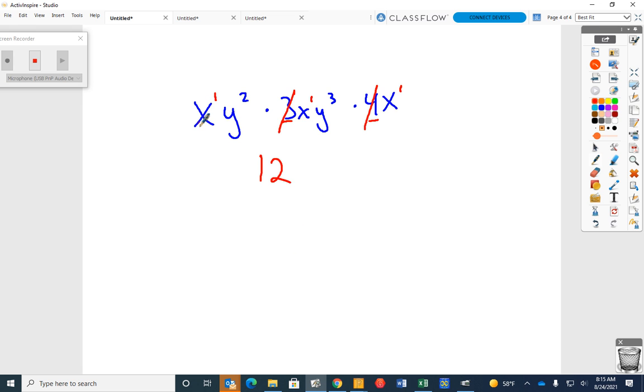Okay, I have x to the first times x to the first times x to the first. What do I do if I multiply x to the first times x to the first times x to the first? What am I going to do with those exponents? The bases are the same. What am I going to do? Levi? Add them. So what would that be? X to the third.